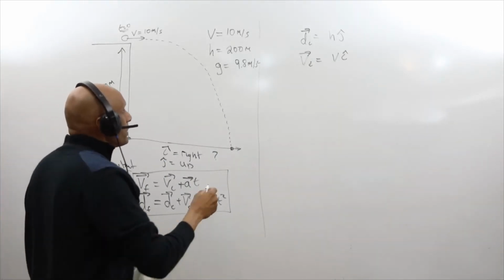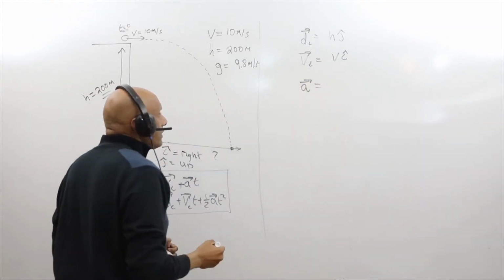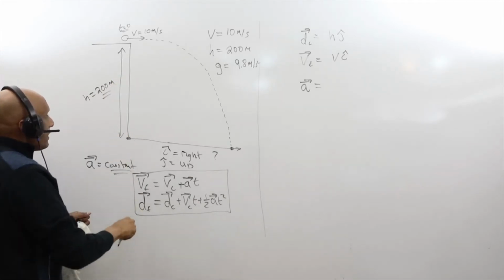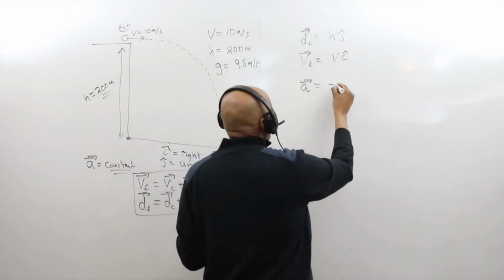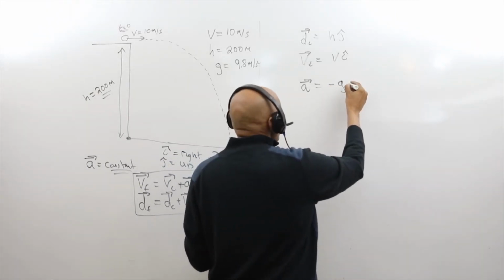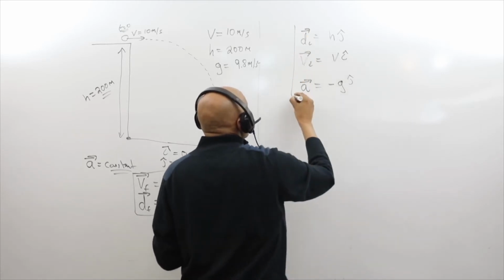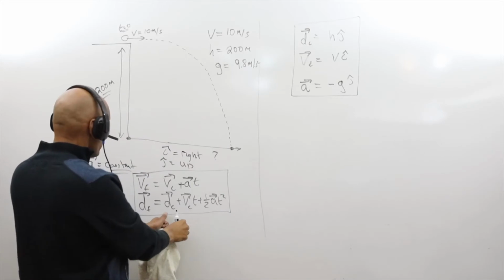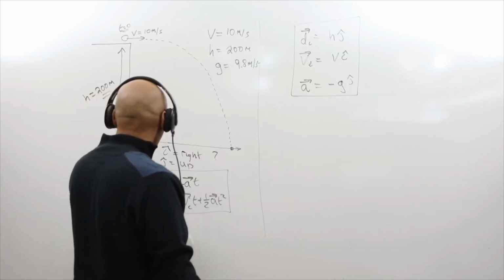And what else? What is the acceleration? The acceleration A is going down. And how do I say down? It's minus g, and down is the negative of up. So minus g. So we have three values for the vectors. And guess what? We have di, vi, and acceleration. So if we know this, we just plug it in.